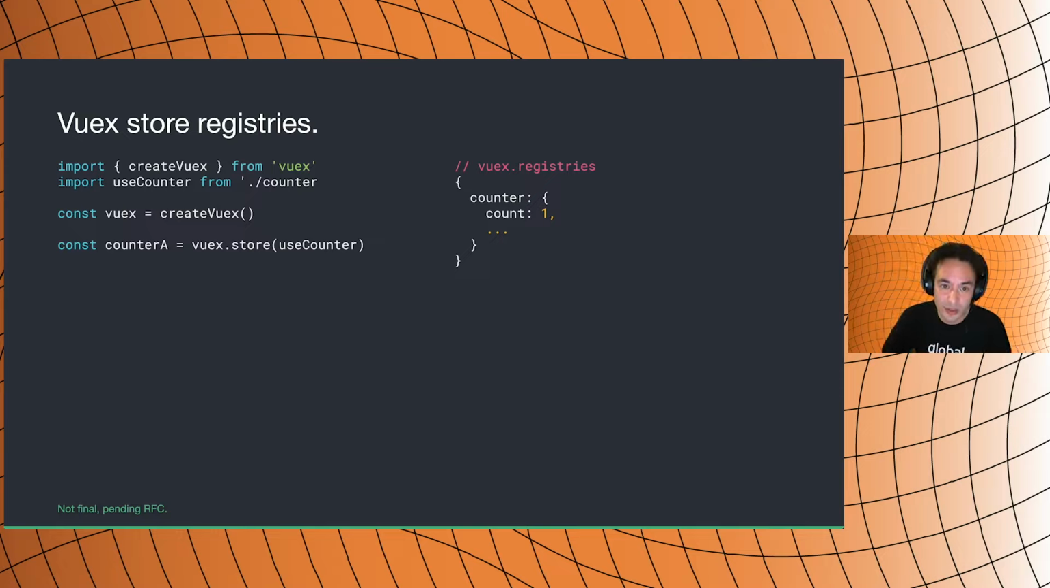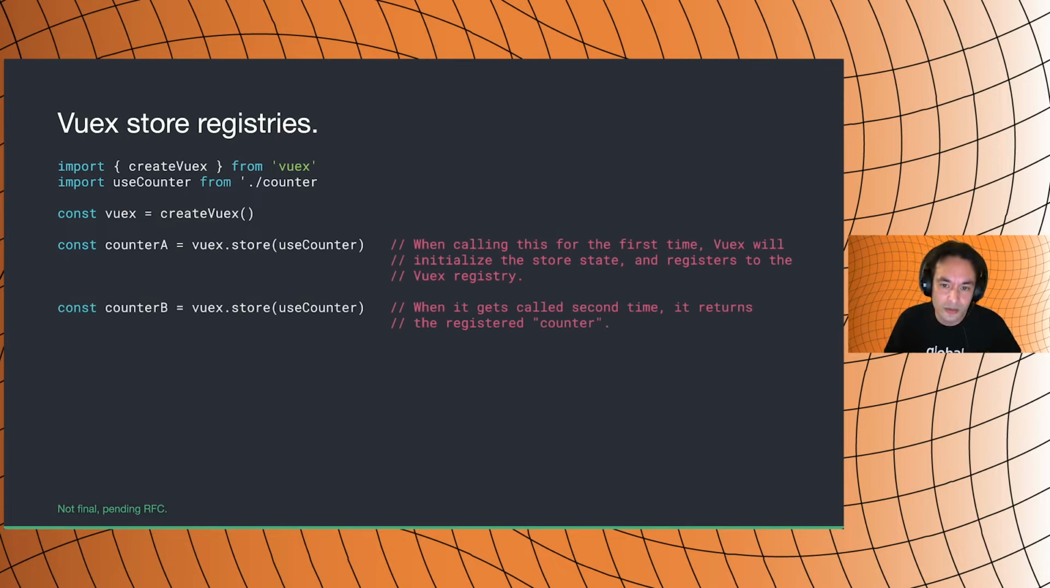So inside, the Vuex registry will look something like this. The Vuex registry now has a counter store, which is named counter. And when we call useCounter for the second time, it just returns the already registered counter store. Therefore, we always get the exact same store object.